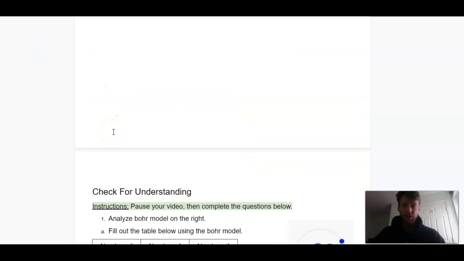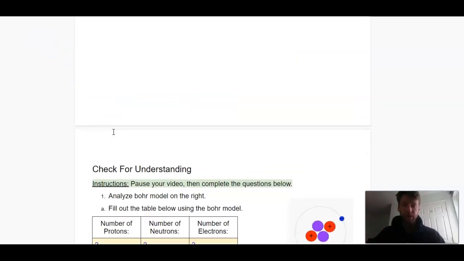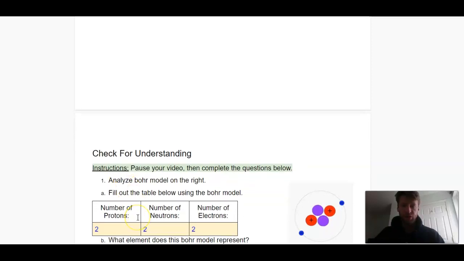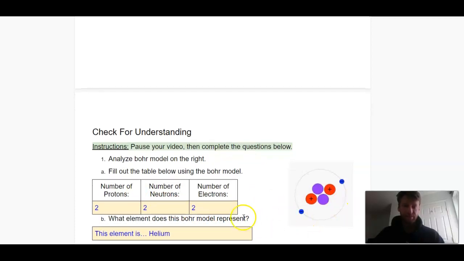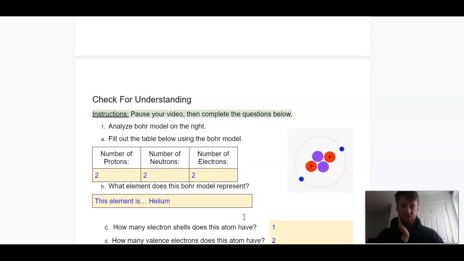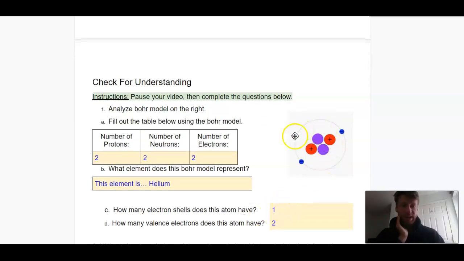All right, at this point, you should be ready to go. If you need some more time, make sure you pause the video. All right, first one, it has 2 protons, 2 neutrons, and 2 electrons. I knew the protons were in red because they had the positive symbols in them. This represents helium. I knew that because its atomic number was 2. It has 1 electron shell, and there are 2 valence electrons.